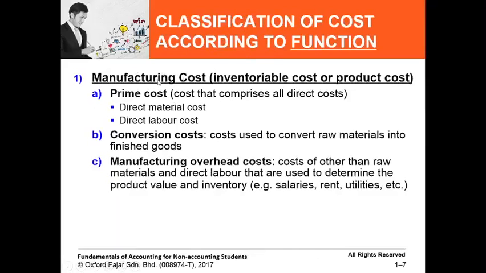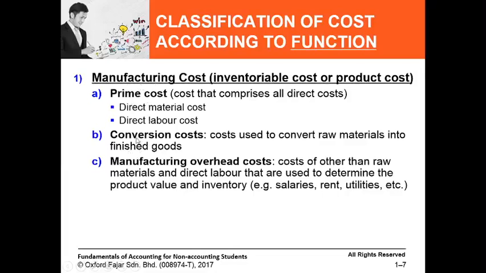Classification of costs according to function: we have covered this in the last lecture, therefore I'll just go through it very quickly. Manufacturing cost is also called inventoriable cost or product cost. Manufacturing costs involve direct material costs and direct labor costs, which are also categorized as the prime cost. Prime cost here means the cost that comprises all direct costs.